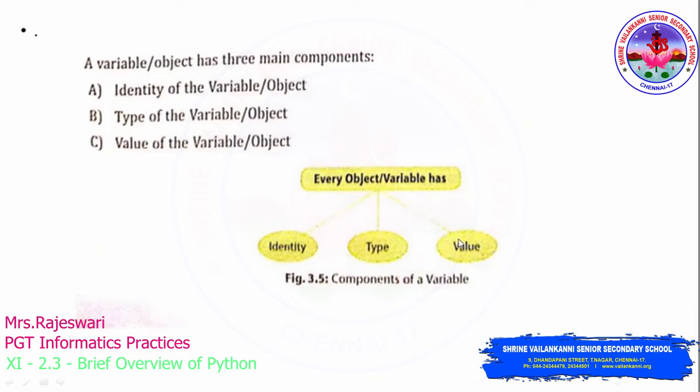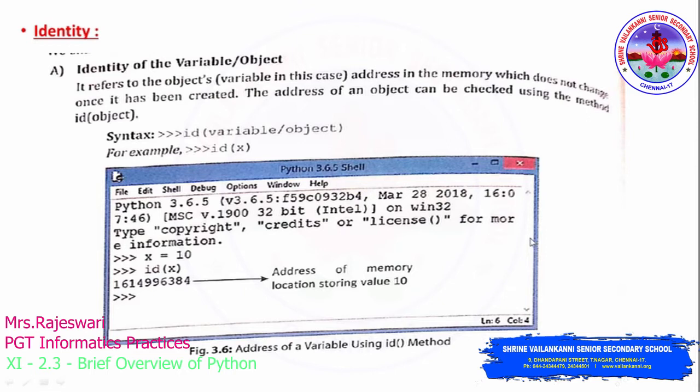So all these things we have discussed a lot, and now in today's class we are going to discuss the components of a variable. So what are the three main components of a variable? If you see here, these are the three components: identity, type and value of a variable. Let us see these components one by one. First we'll discuss the identity of a variable.